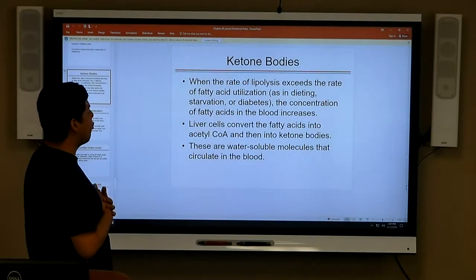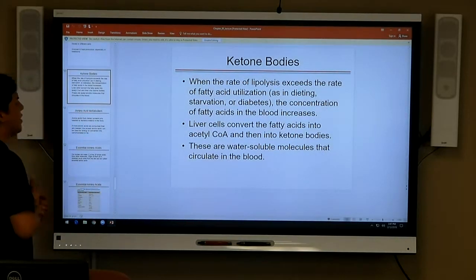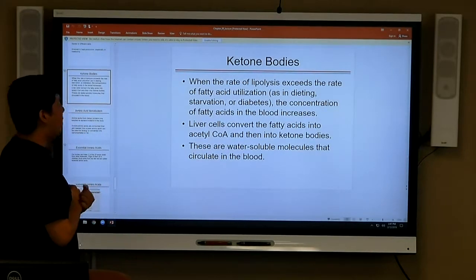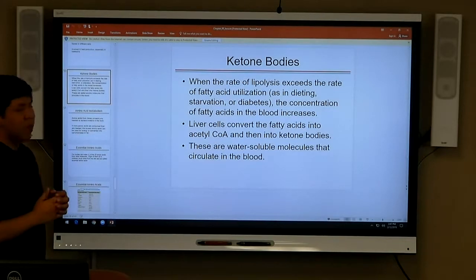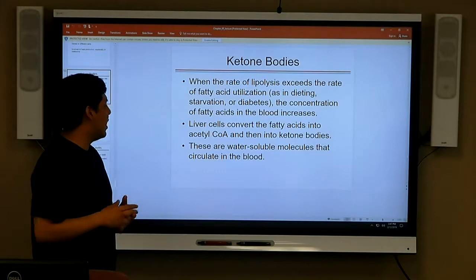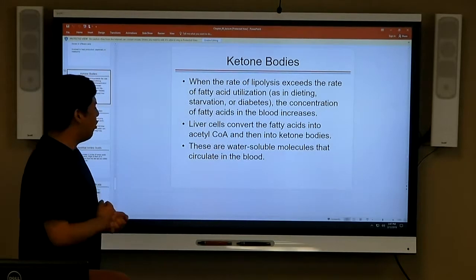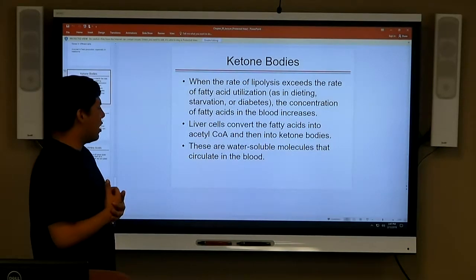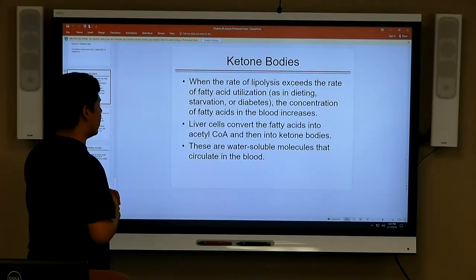Ketone bodies. When the rate of lipolysis exceeds the rate of fatty acid utilization, the concentration of fatty acids in the blood increases. Liver cells convert the fatty acids into acetyl CoA and then into ketone bodies. These are water-soluble molecules that circulate in the blood.